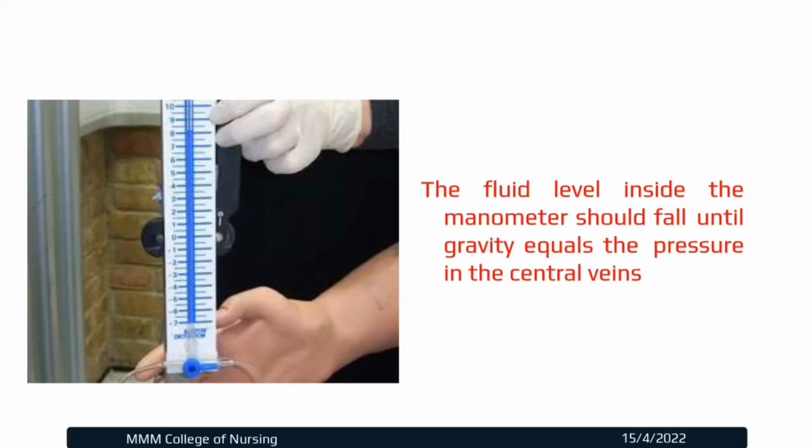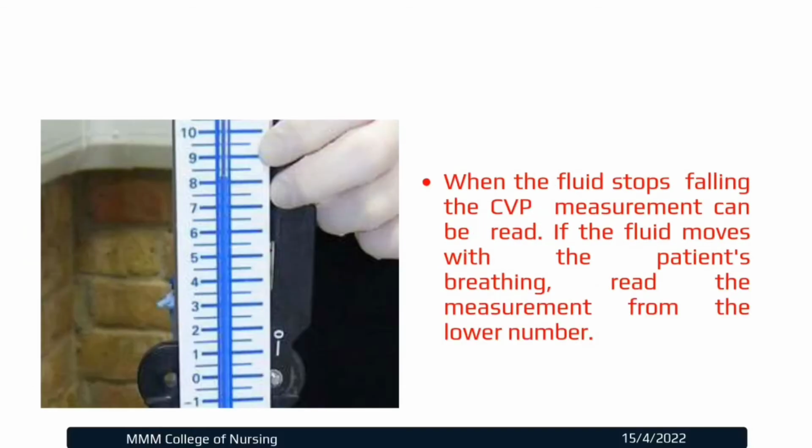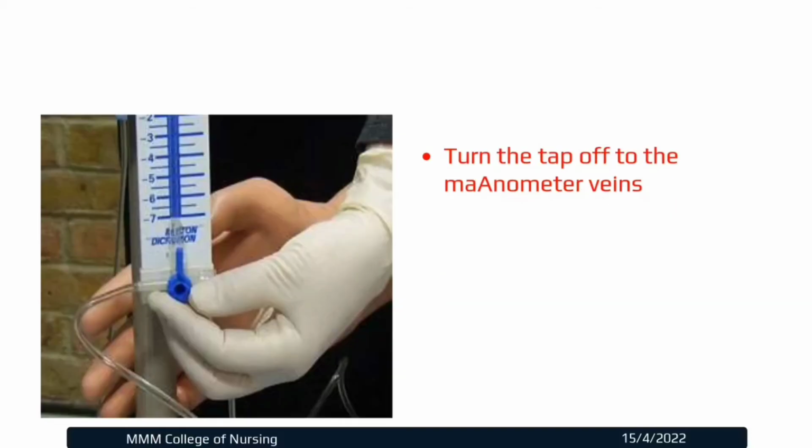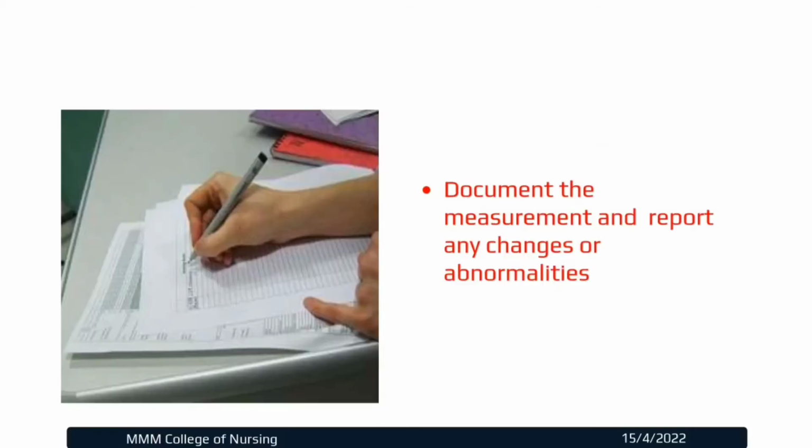When the fluid stops falling, the central venous measurement can be read. If the fluid moves with the patient's breathing, read the measurement from the lower number. Finally, turn the tap off to the manometer veins. Finally, document the measurements and report any changes or abnormalities from the patient.